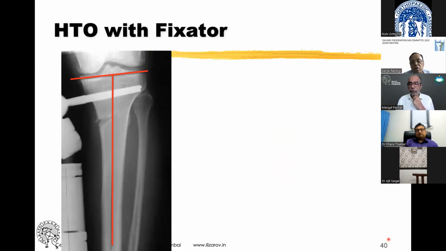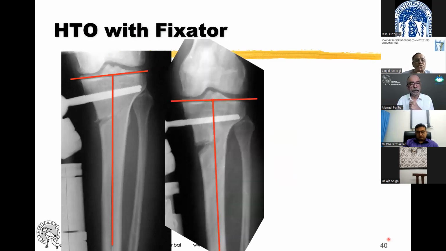So when we do it with a fixator, we are not correcting anything on table. We are just doing the osteotomy, and the patient comes out of surgery with the same amount of varus because we've closed it down. You can see that very little of the osteotomy is visible. And then after 7 days, utilizing the principles of Ilizarov of gradual distraction, we start distracting till such time as you reach the appropriate angle.